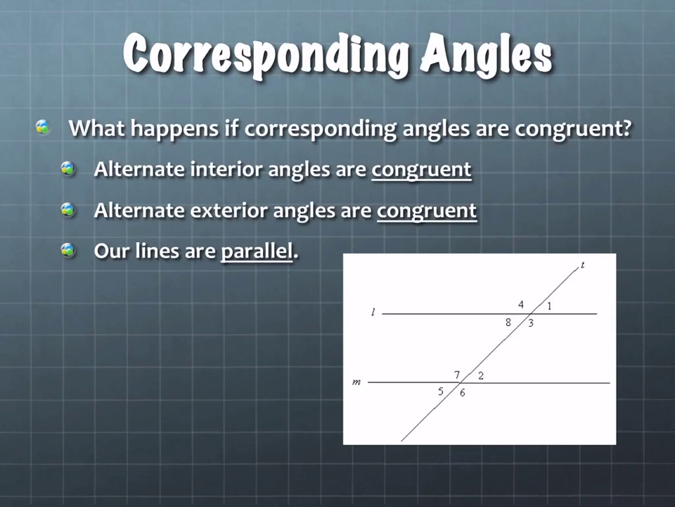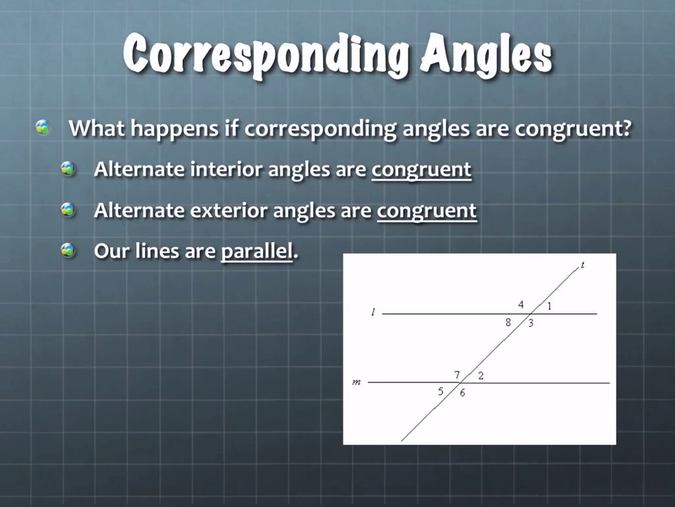Okay? So these are statements that are equivalent to one another. If I know that I have parallel lines, then I have all those congruent statements. If I know I have any one of those congruent statements, I know that I have parallel lines and the other congruent statements as well. These statements are equivalent to one another.